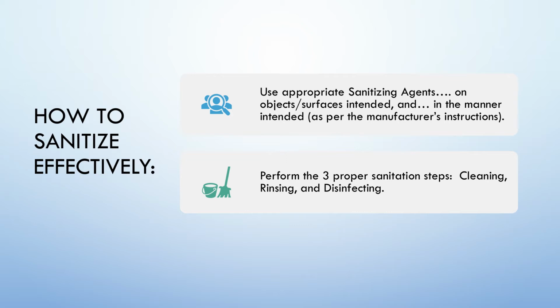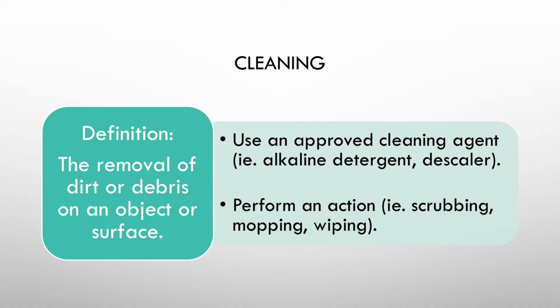Let's look more closely into the 3 sanitation steps. Cleaning is the removal of dirt or other physical debris or residues which may appear or accumulate on an object or surface. This can include soil, cocoa, dust, etc. So to remove dirt or debris from an object, a cleaning agent must be applied, such as an alkaline detergent or a descaler, depending on the cleaning level required. And an action must be executed, such as scrubbing, mopping, or wiping.